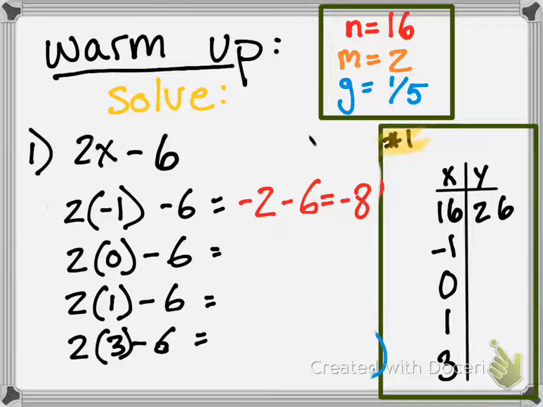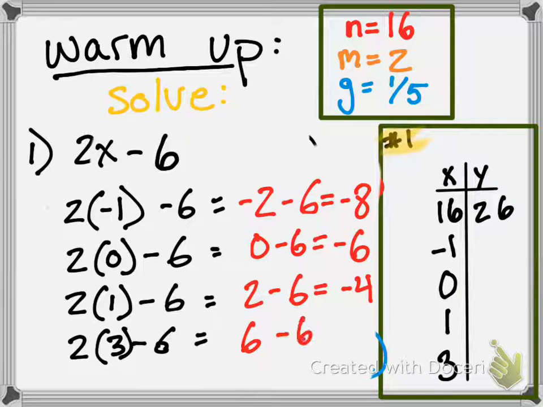Negative 8. Excellent. This next one: 2 times 0 is 0. Minus 6. 0 minus 6 is negative 6. 2 times 1 is 2. Minus 6. What's 2 minus 6, Rocco? Negative 4. And lastly, 2 times 3 is 6. Minus 6 is 0. So I'd fill out my chart. I got negative 8, negative 6, negative 4, and 0.